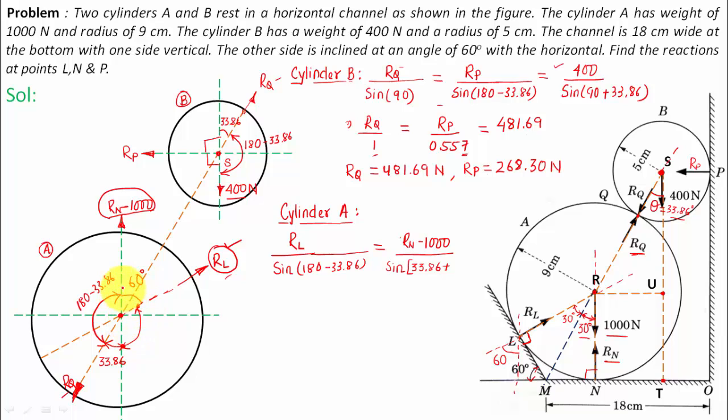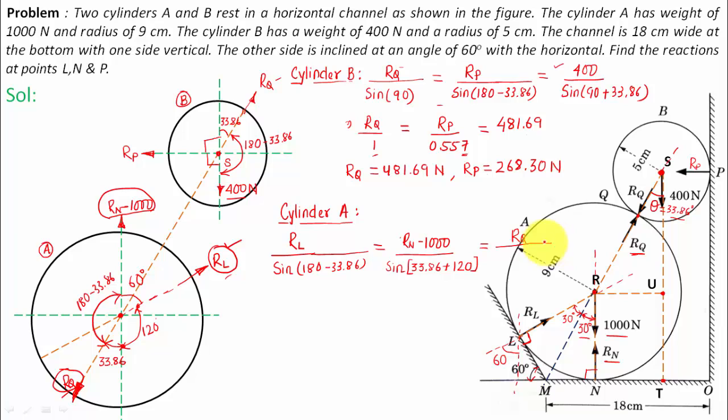Now we need to calculate this angle from this point to this point. If you consider this as a straight line, then this is going to be 120 degrees. Why? Because 120 plus 60 is 180, and 180 is the angle for a straight line. All right, so 33.86 plus 120. Done. What else is left? RL has been worked out, Rn minus 1000 has been worked out. We'll now go ahead with RQ. I have to write it over here. There is no place absolutely.